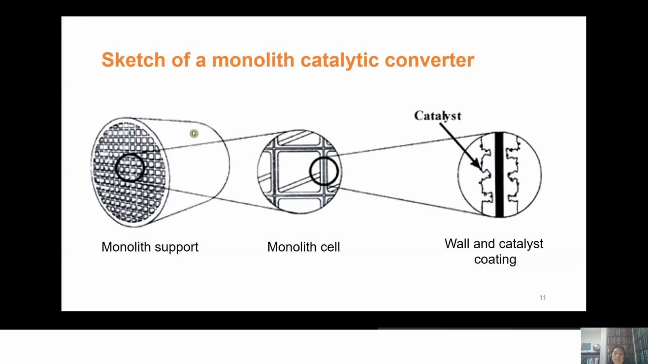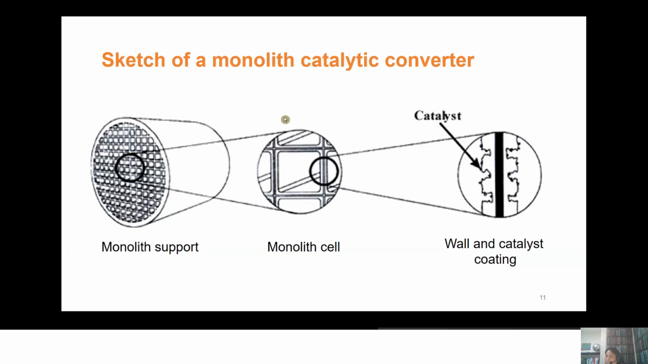So this is what a typical catalytic converter looks like. It is based on a monolith support, with catalyst coating the walls of the cell. So you have a cell here. In our picture, that was a honeycomb structure, but here, to simplify things, it's just a square cell. And you have catalyst coating here on the wall of your cells.